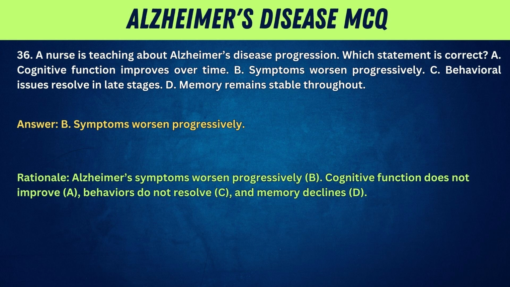B. Symptoms worsen progressively. Rationale. Alzheimer's symptoms worsen progressively. B. Cognitive function does not improve. A. Behaviors do not resolve. C. And memory declines. D.